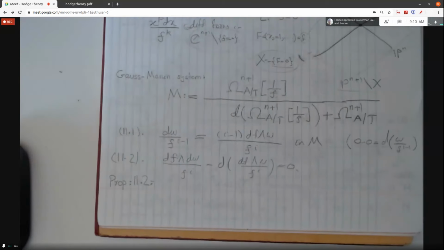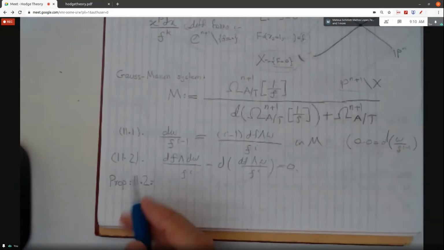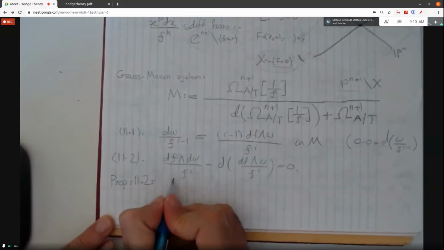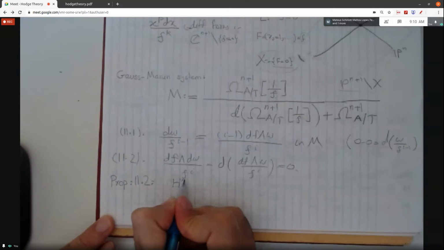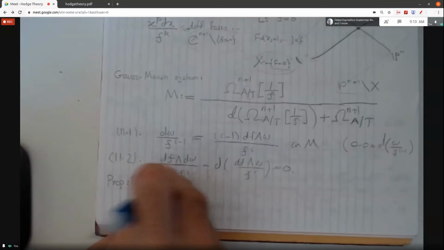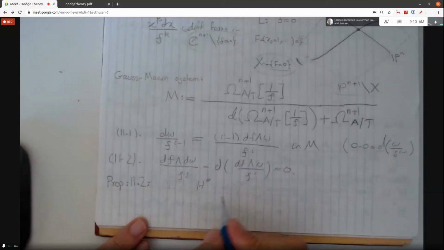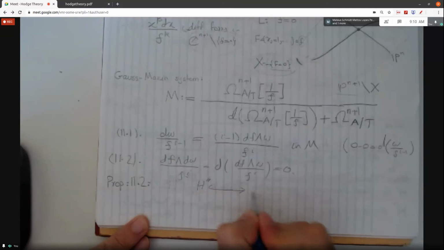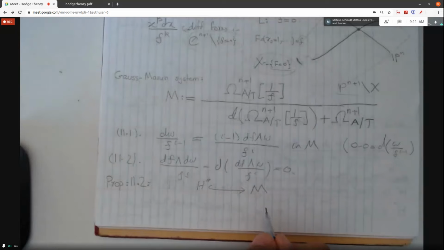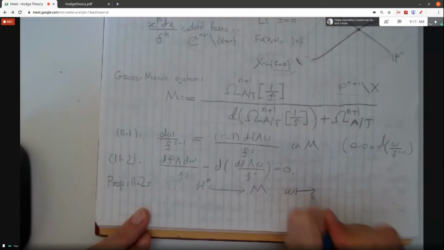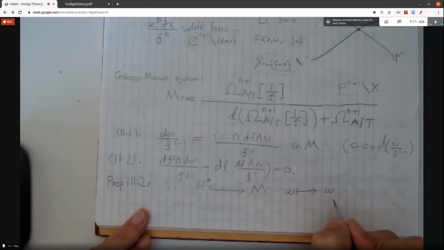11.2. Okay. And with this proposition 11.2, it will be clear that this is also, again, the usual de Rham cohomology. So remember that this H double prime is the Brieskorn module. So we have an embedding of this one here. It is just given by omega going to omega.